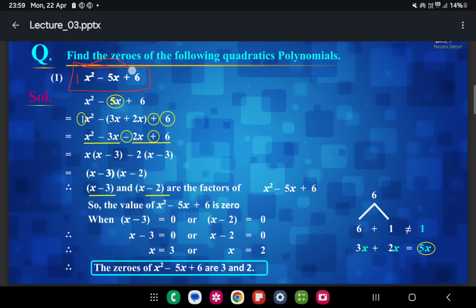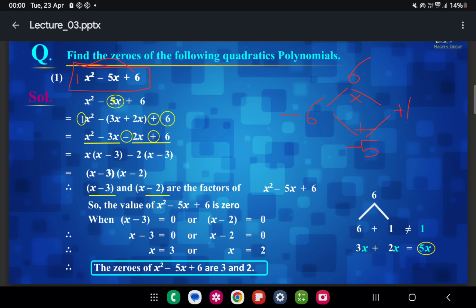So multiply 1 into 6, 6 ones are 6, you will get, split that one. Then when we split, we have to get minus 5 as the middle term. If you multiply it, 6 ones are 6, and when we add, we have to get minus 5. The higher value, here minus 5 is there, means the higher value should be minus, then the lower value should be plus. So minus into plus, minus you will get, but it will not be possible.